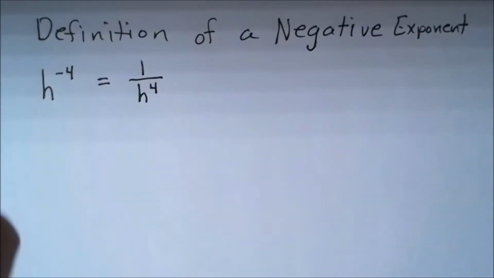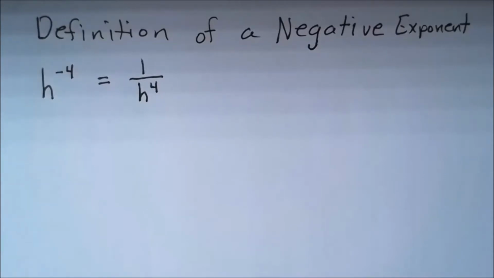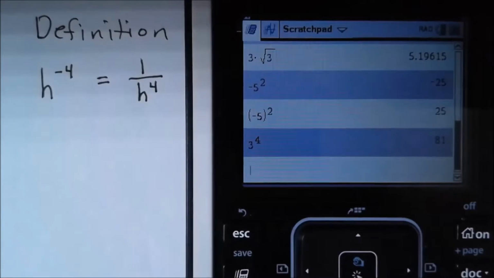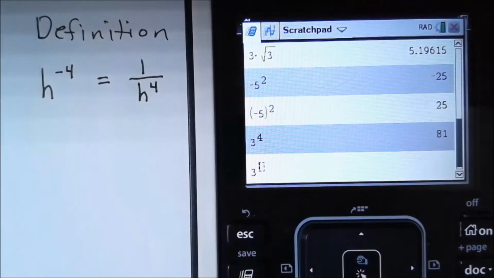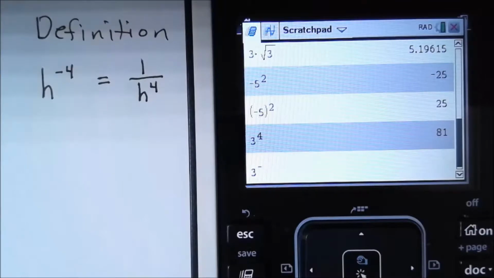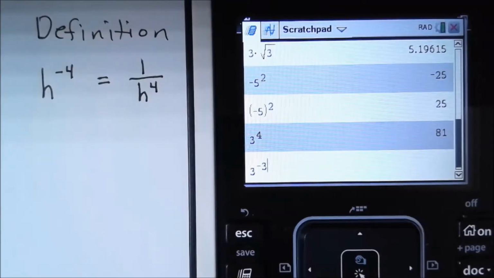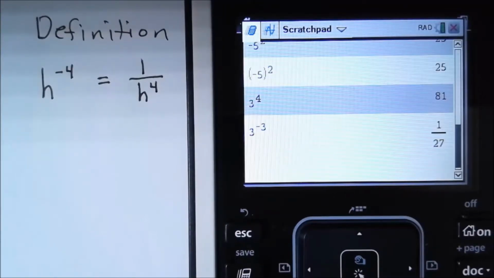And right now you may be going, what? How does this make sense? Well, it makes sense, and we can prove it with our calculator too. So if you wanted to see, let's try this. For instance, let's say 3 caret to the power of negative 3. Okay, and we're going to see what our answer is. I hit enter, and it gives me 1 over 27.